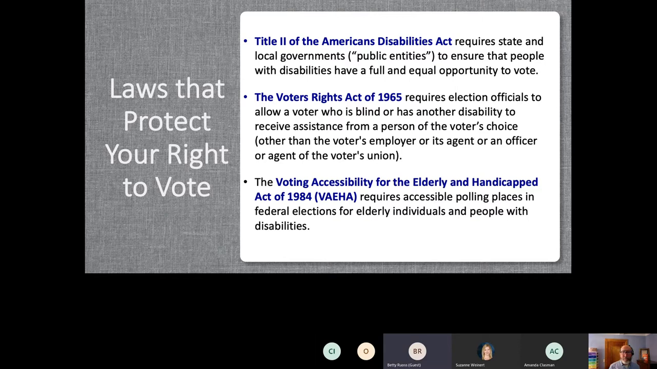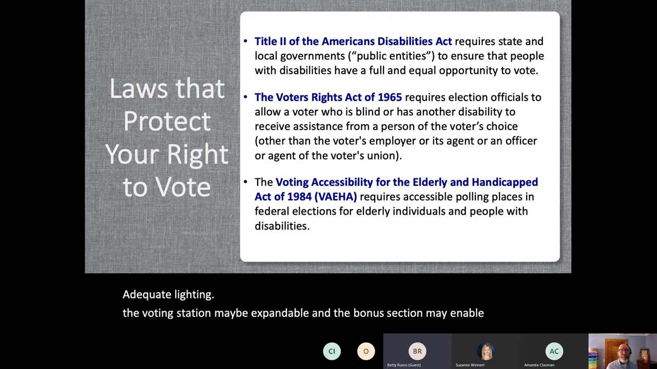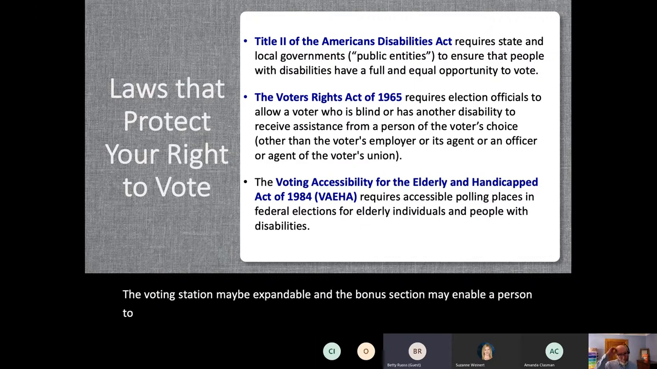All polling places are required to be ADA compliant. For instance, to accommodate the disabled, the polling place may have extra wide doorways, ramps for steps, adequate lighting, the voting station may be expandable, and the voting station may enable a person to vote while sitting down.